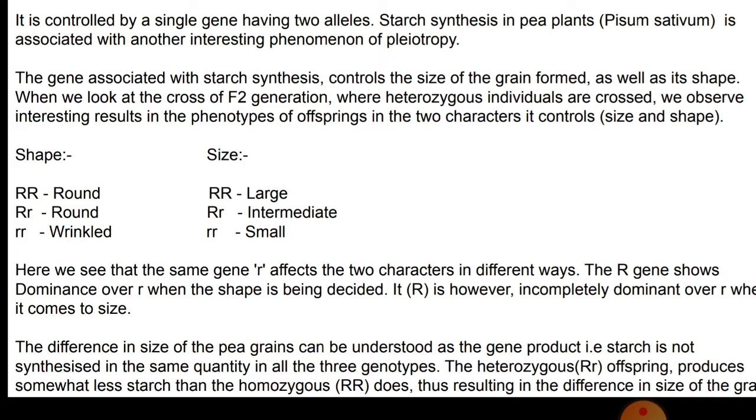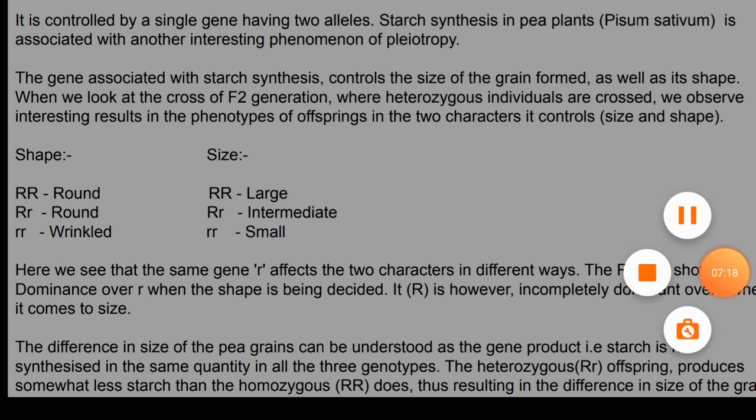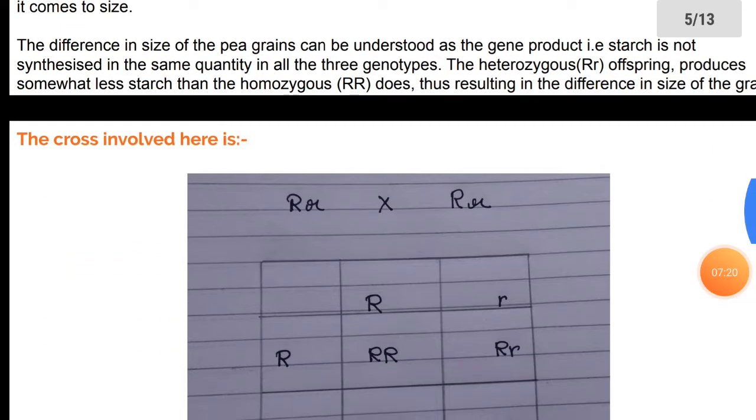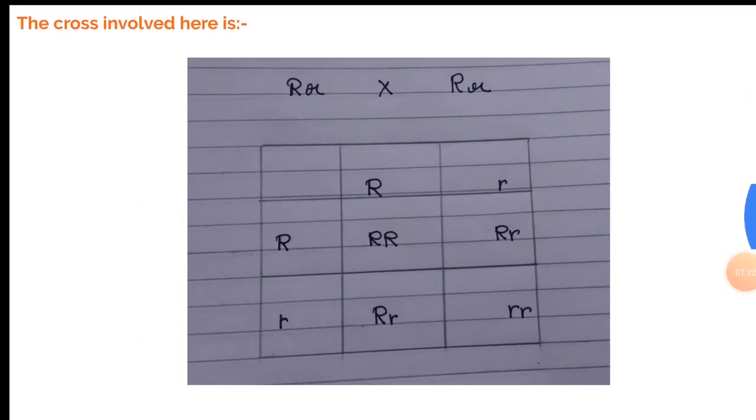So what do you understand here? You can see in this cross involved here, in the F2 the gametes formed are capital R and small r, and the resultant four different types, as you have already discussed in the monohybrid cross. Like this you see the representation is the same, and the gene is also the same, but the expressions for two different things are different.